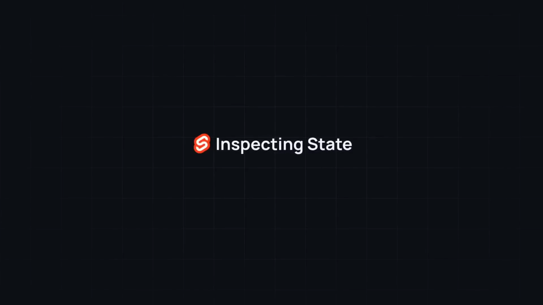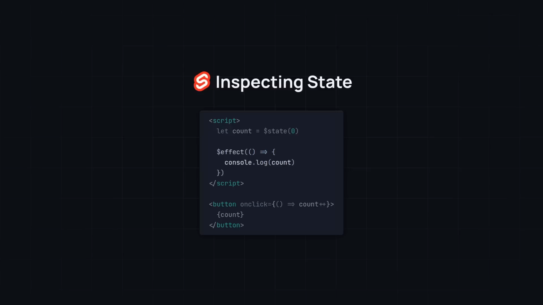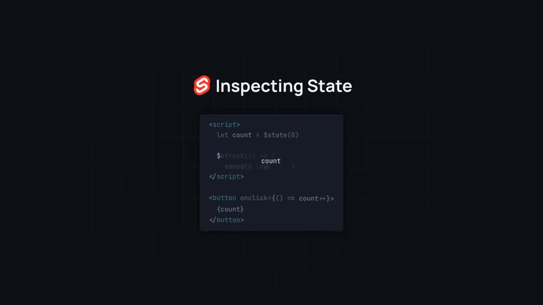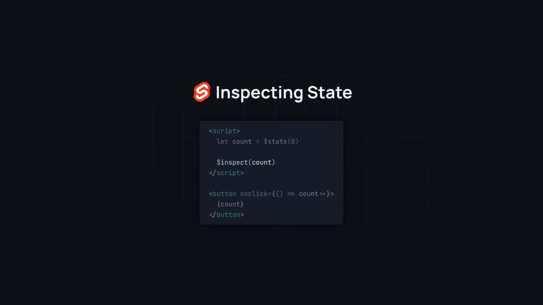Let's talk about inspecting state. Being able to debug values and see how and why they change is really important during development. We've seen in a previous example that we can use an effect to log the value of count when it updates, but this is verbose. And instead of using an effect for this, you should use the $inspect rune. Once you pass it a signal, it's going to use console.log by default. So whenever this value updates, it's going to get logged.